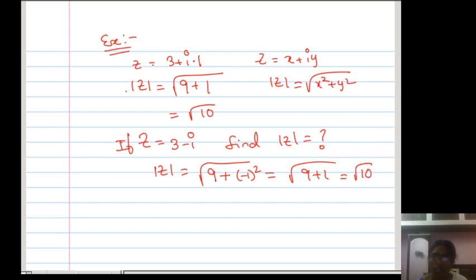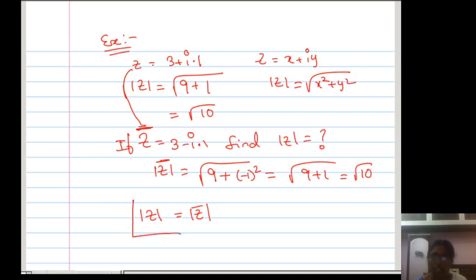Now tell me what you understand. Mod of 3 plus i is equal to mod of 3 minus i. Now what is the relation of these two complex numbers? This is nothing but the conjugate of the other complex number. In the previous session we discussed conjugate: replace i by minus i. So what I understood here is mod z is equal to mod z bar. Z equal to 3 plus i, and 3 minus i is z bar. Mod z bar is root 10, mod z is root 10.